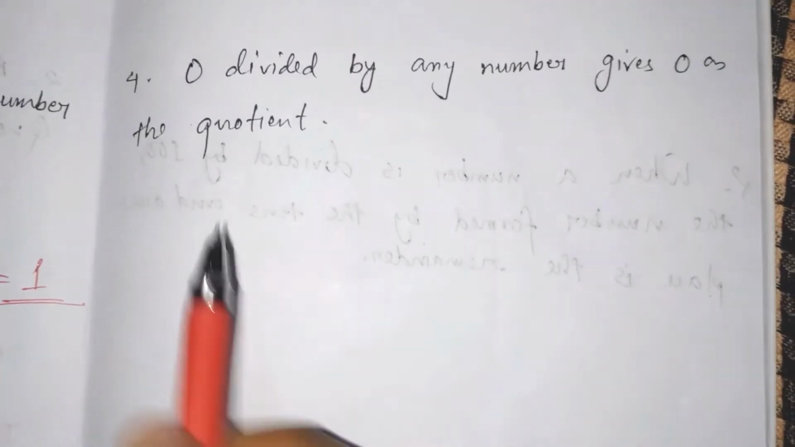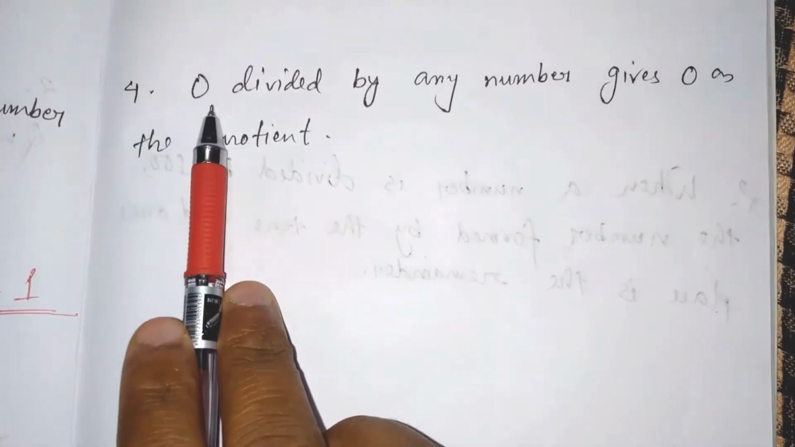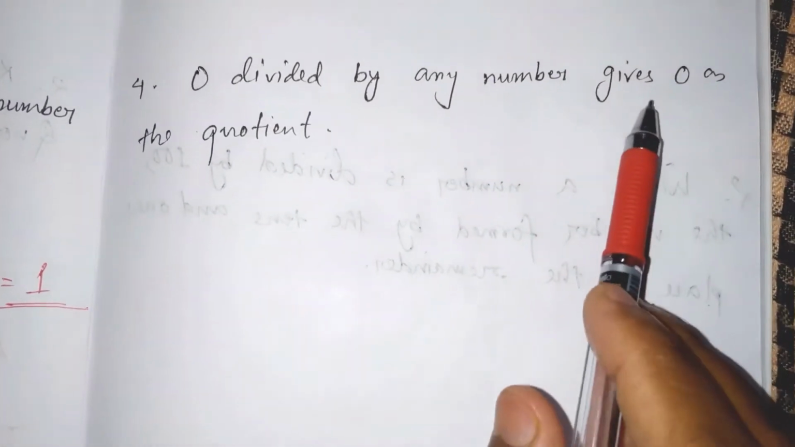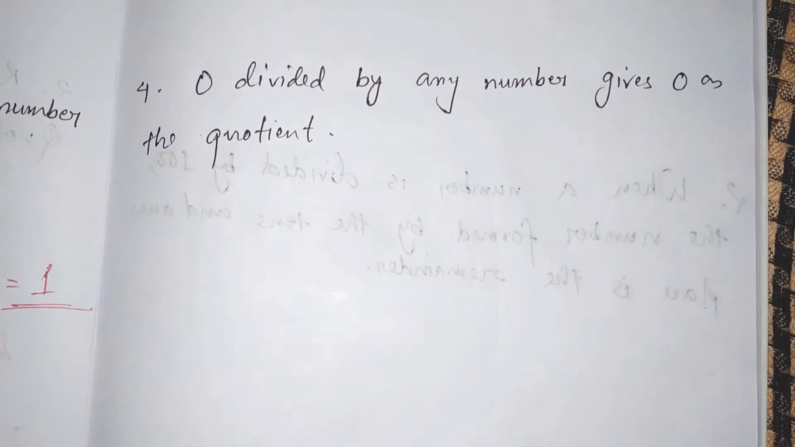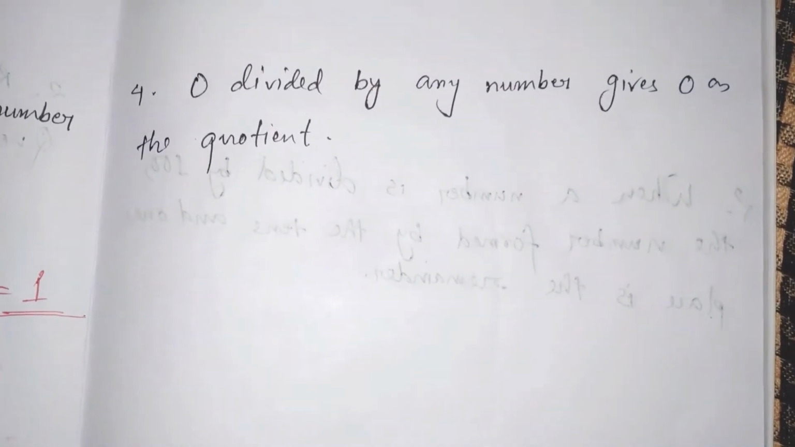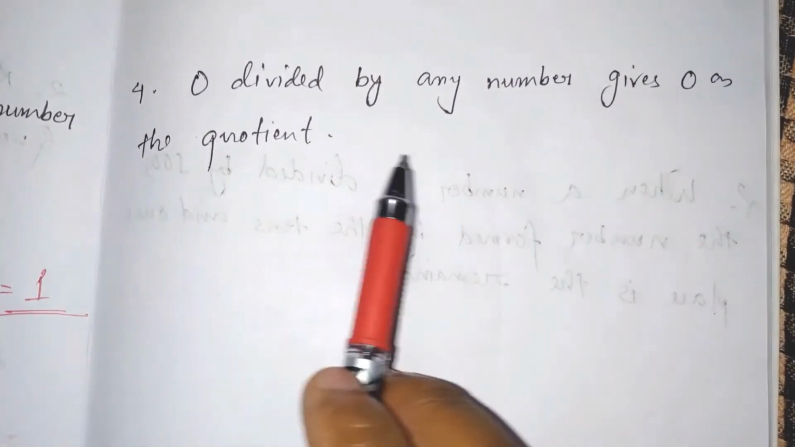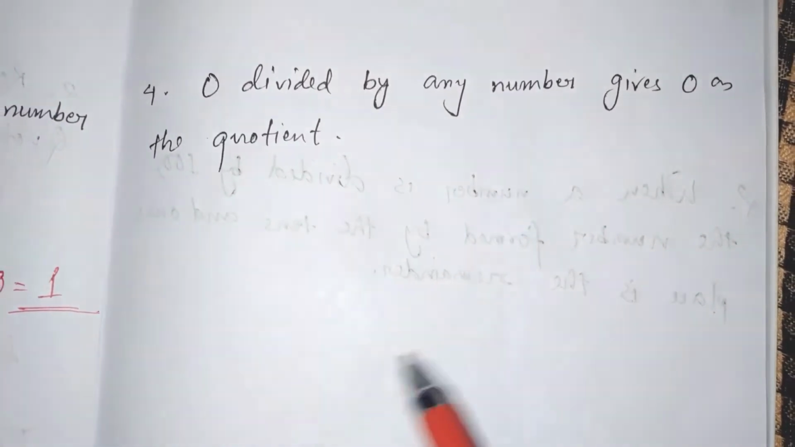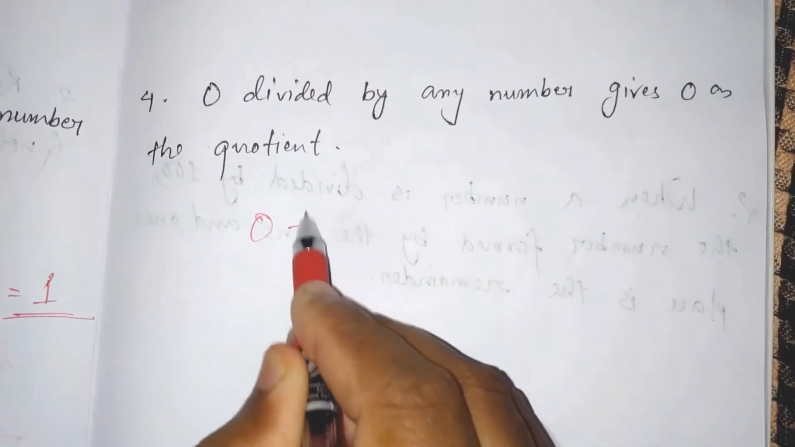Students, the fourth one says that 0 divided by any number gives 0 as the quotient. This one is pretty interesting. If you divide 0 by any number, suppose I am dividing 0 by 31.